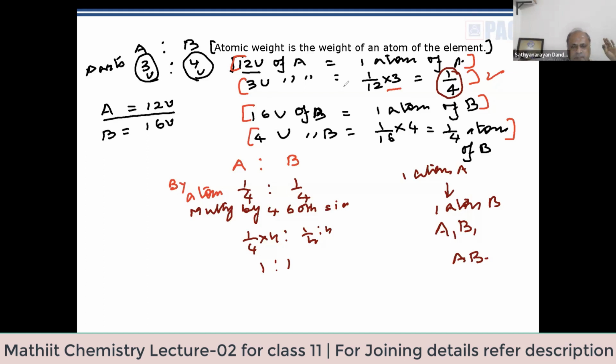Okay. Write down. Sir, one doubt, sir. What is the last ratio which you did? Like 1/4 is to 1/4. Yes. Multiplied by 4, both sides. No, sir. What is that ratio of? 1 is to 1 by atoms. Okay. So number of atoms of A is 1, number of atoms of B is 1. So A1, B1, that is equal to AB formula.